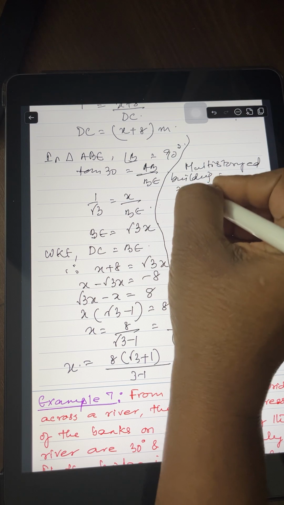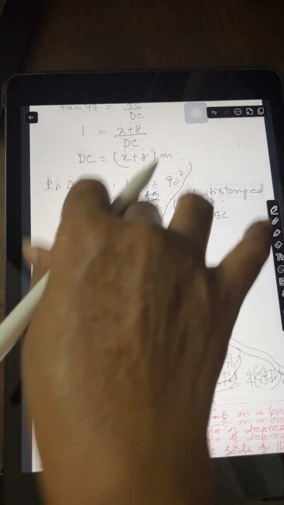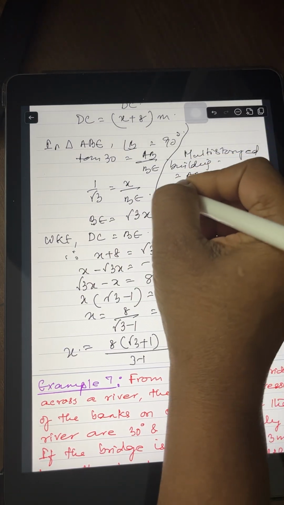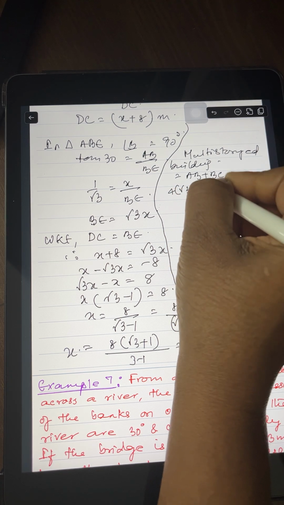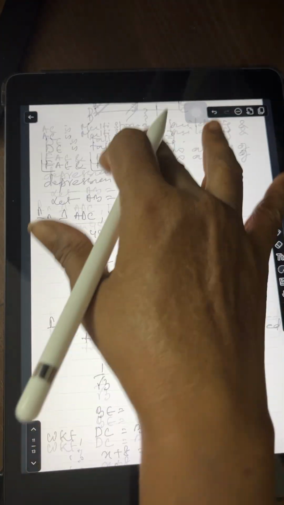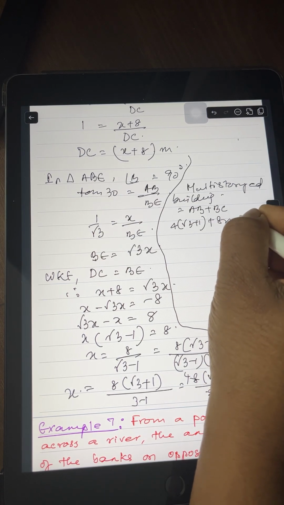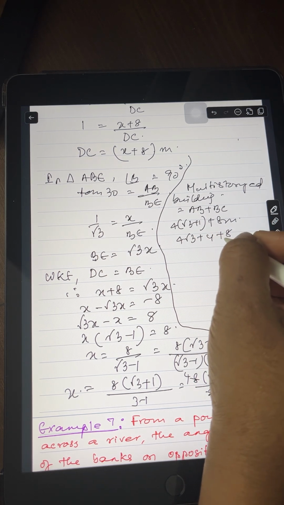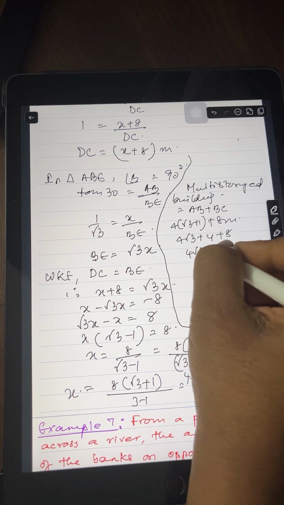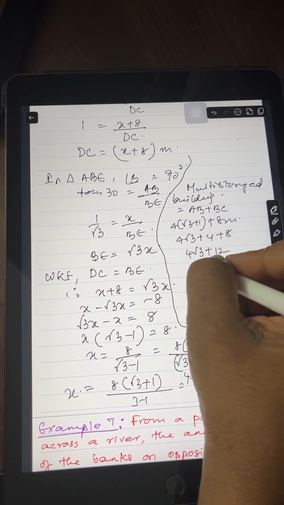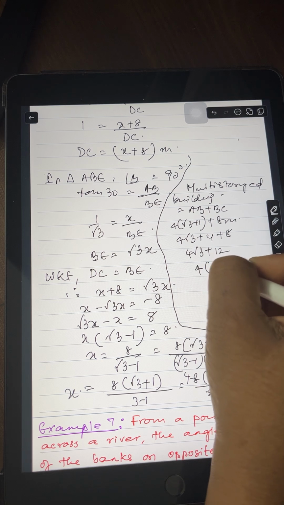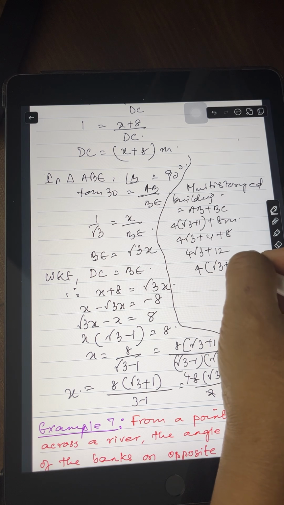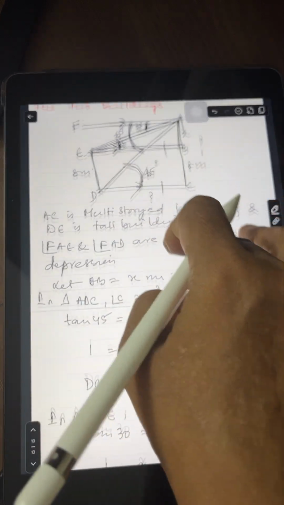Multi-storied building is equal to AB plus BC. What is AB? AB is 4 root 3 plus 1. And what is BC? BC is 8 meter. So 4 root 3 plus 4 plus 8, so 4 root 3 plus 12. So 4 common you can take, root 3 plus 3. So this is your answer. Multi-storied building is 4 root 3 plus 3.